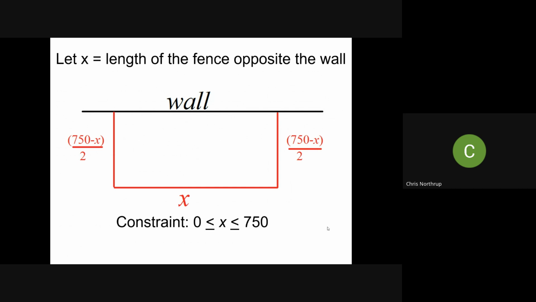So that is my constraint that I'm working with. My objective function is the area function. So that's base times height. Looking at the way that I drew my picture here, I could use a base of x and a height of (750 minus x) over 2. So this right here is my objective function. I want to do all the calculus with that.